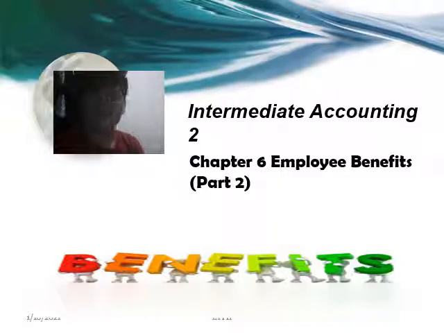This is Intermediate Accounting 2 class. We are now in Chapter 6, Employee Benefits Part 2.